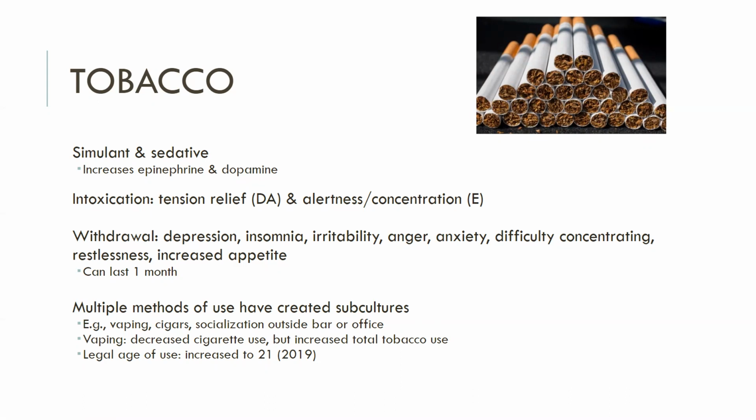There are multiple methods of use which have created these interesting subcultures, which is a unique piece to tobacco use. So you've got vaping, cigars, you've got the socialized use, which is a really strong piece that goes alongside tobacco specifically. Vaping, interestingly enough, has decreased cigarette use, so vaping typically gets a lot of praise for that reason. But at the end of the day, it's increased total tobacco use, particularly among young people. The legal age of use has also increased recently from 18 to 21, and this is something that happened on a federal level in 2019.